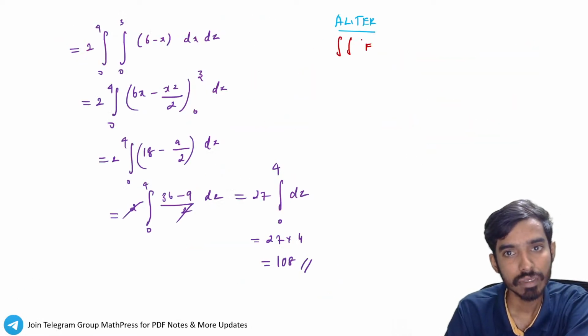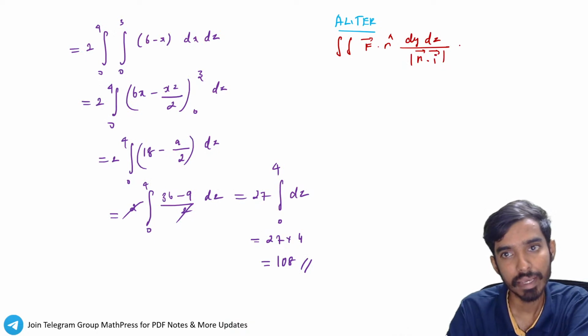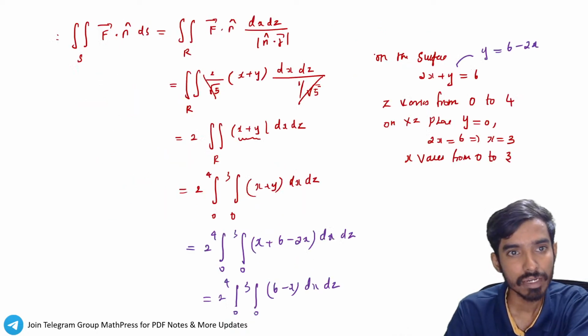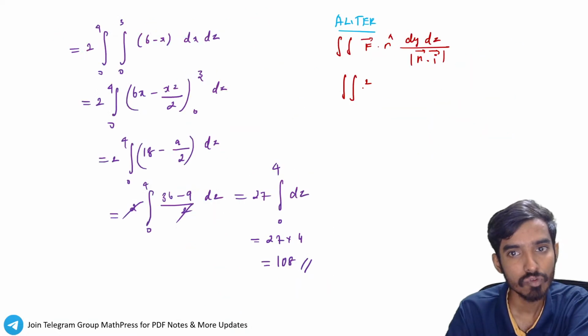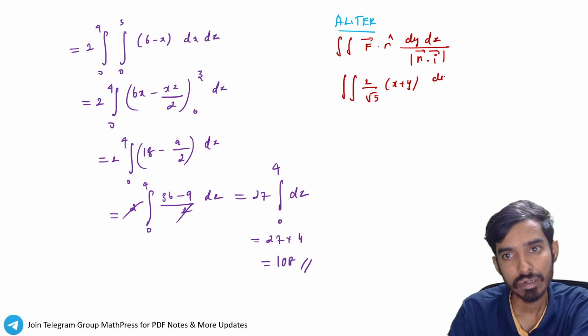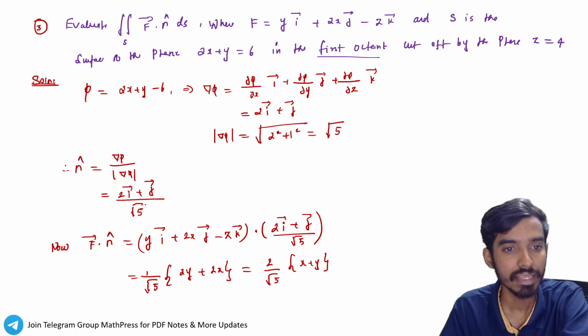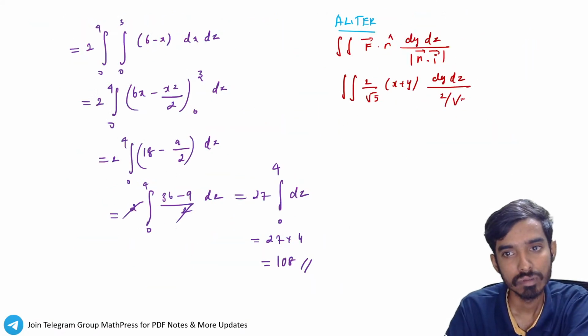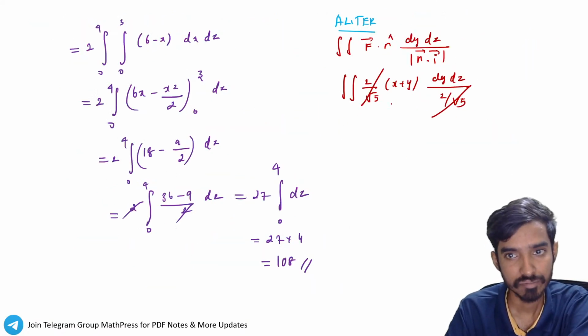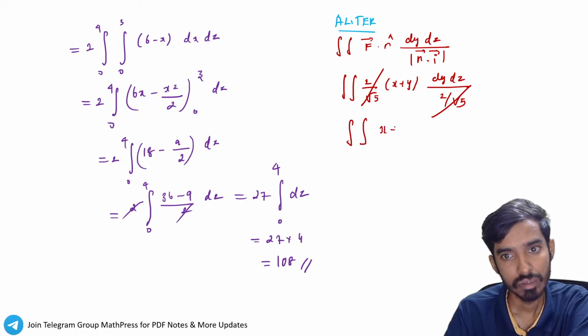So instead of this, you can also choose F vector dot n cap dy dz divided by n cap dot i, right? So F vector dot n cap is (x plus y) dy dz divided by n cap dot i. n cap dot i is 2 by root 5, so this will get cancelled, and we will have (x plus y) dy dz.